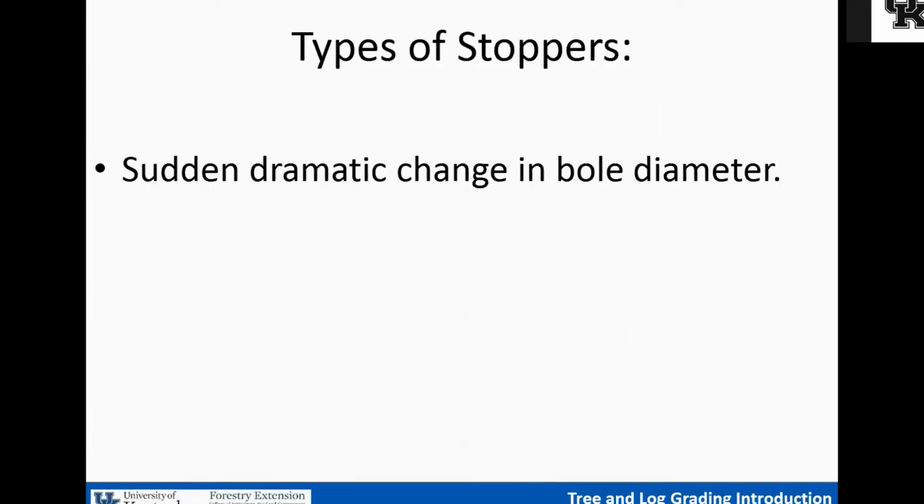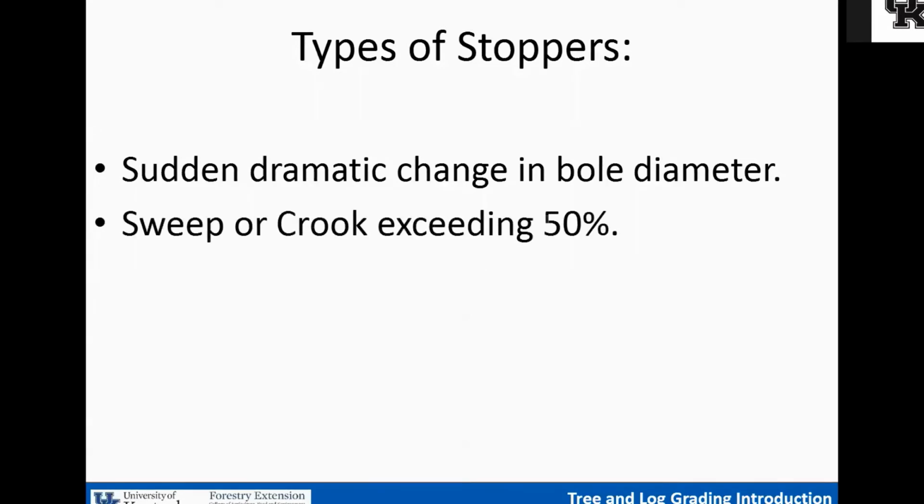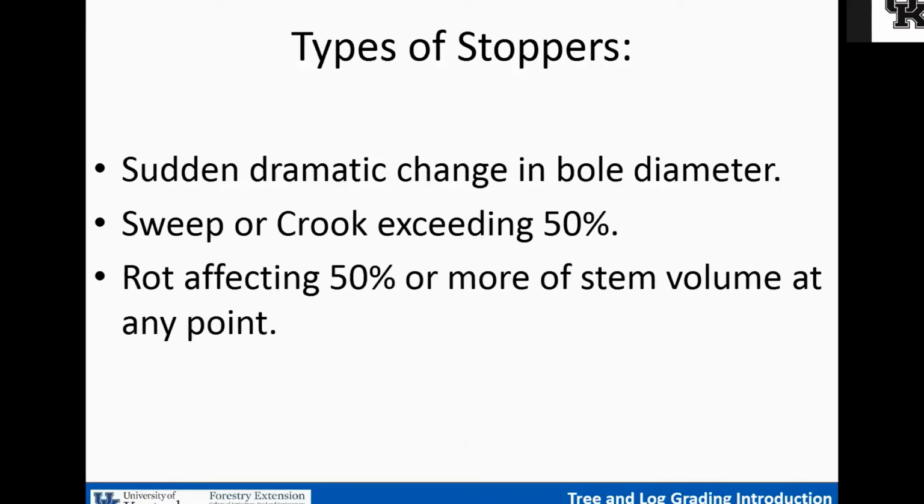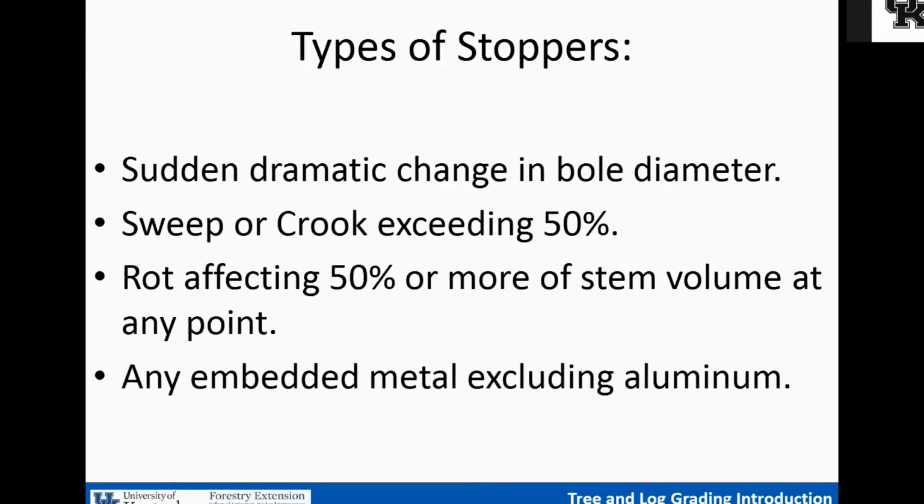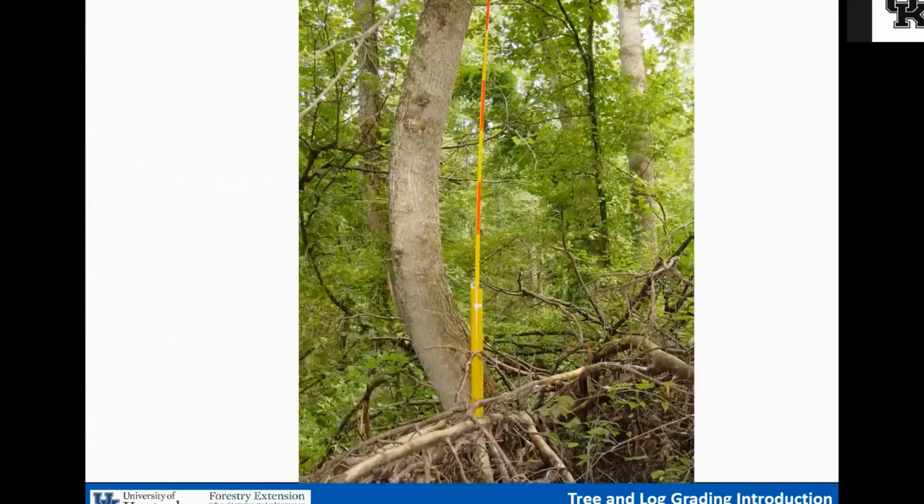And so any sudden dramatic change in the bole diameter could be a stopper. If you have sweep or crook that exceeds 50%, any rot that affects 50% or more of the stem volume at any point, and any embedded metal, any fence wire, nails, anything that isn't aluminum would be a stopper. And so here we've got a pretty good picture showing greater than 50% sweep breaking that plane.